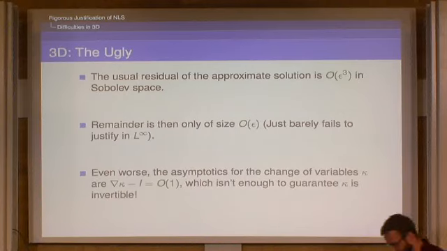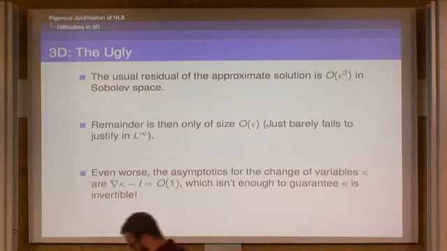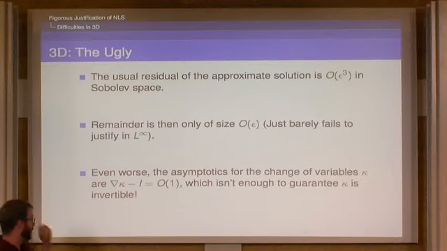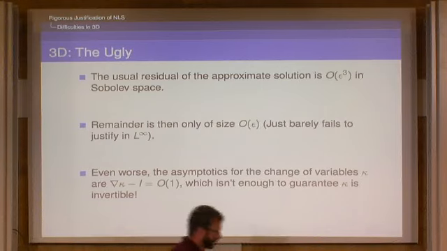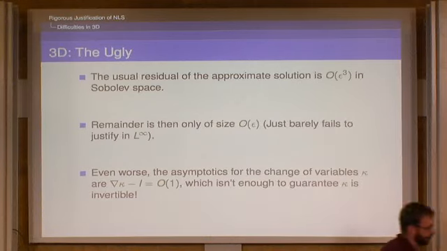And if you trace through the argument following through in 2D, it actually is a lot worse than that. The reason is that when you try to work out the change of variables, you don't have enough control to actually show that it's invertible. It's no longer a perturbation of the identity anymore. But that's a big problem.